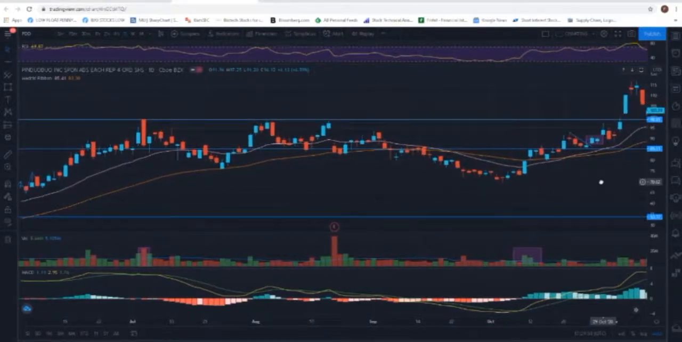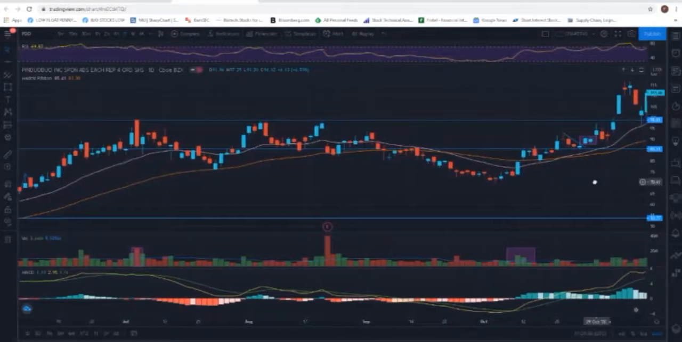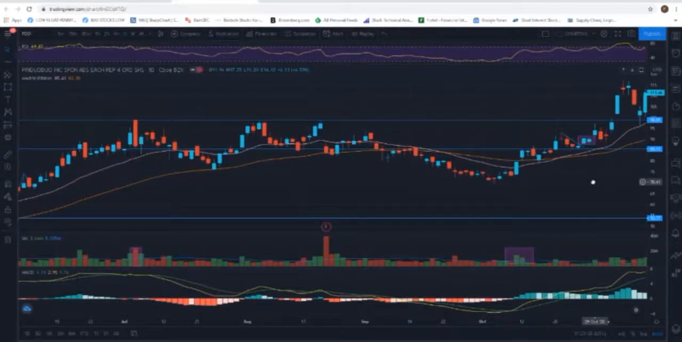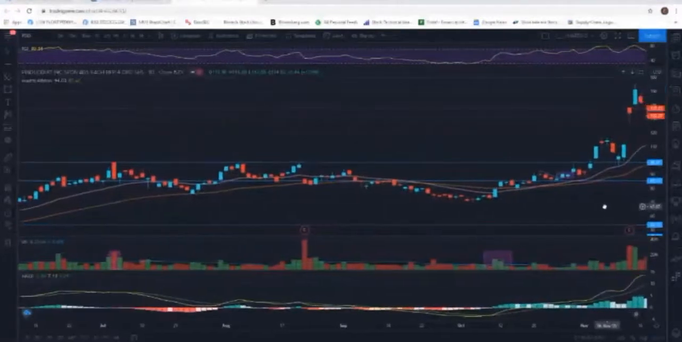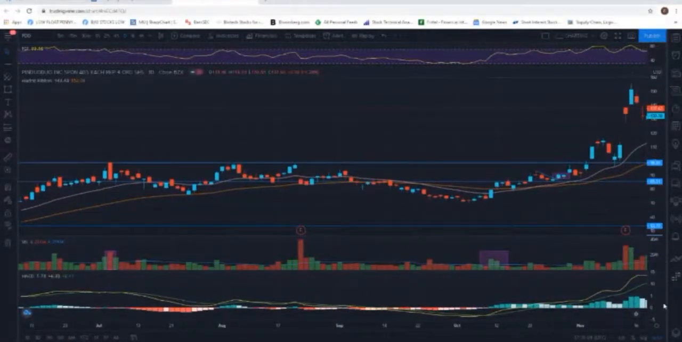You got the test. Oh, the test. Look at this, confirming. There you go. Is your buy signal. Look at the volume. And up we go. Look at the MACD. Look at the MACD go up.